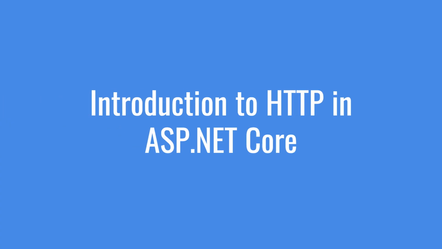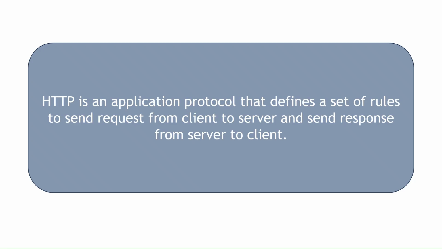In this video, let's understand the use of HTTP in ASP.NET Core. HTTP is a protocol and it's the main protocol used in ASP.NET Core projects. Actually, HTTP is an application protocol that the client and server have to follow whenever they communicate. When a client sends a request to the server, the client has to follow a set of rules provided by HTTP.